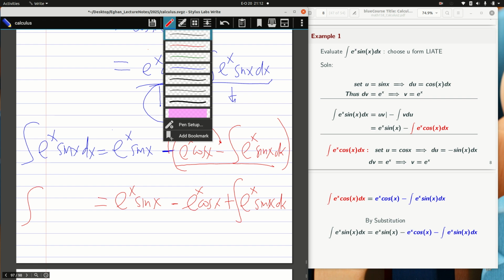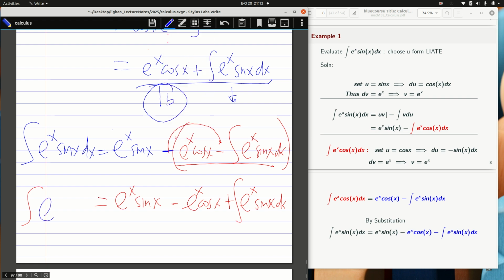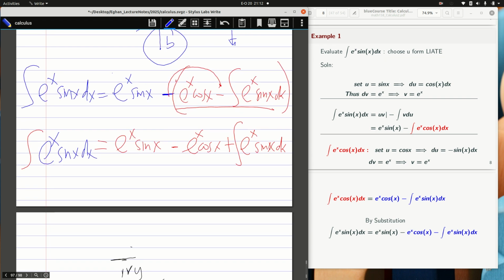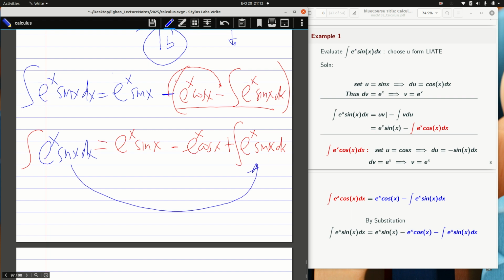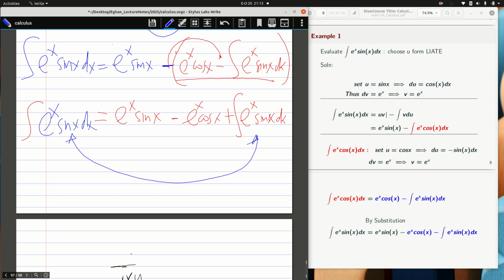So we have the integral of e^x sin x dx. What can you tell from here? You realize that this is the same as that, and this is where the recurrence happens. So I have to take it to the other side of the equation. It's going to be twice of it.